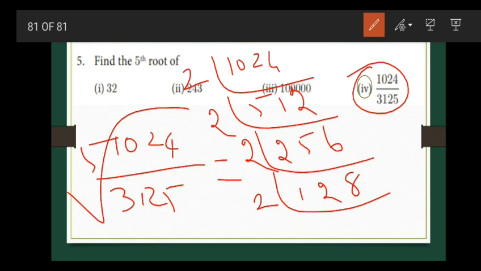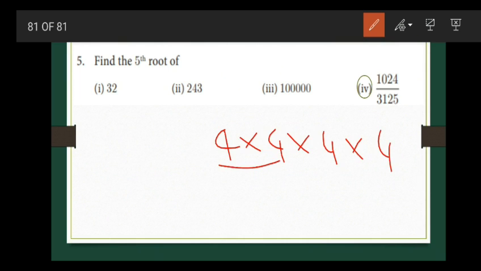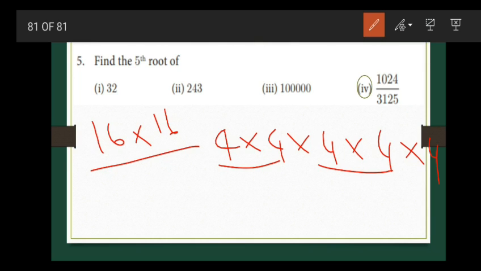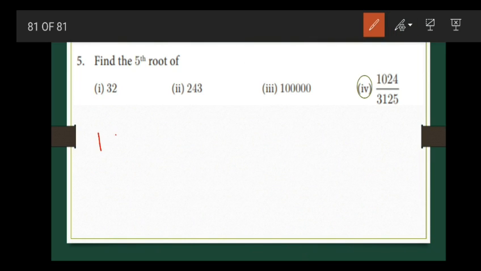So I think 4 power 5 is 1024. 4 into 4 into 4 into 4. 4 4s are 16. 16 16s are 256. 256 into 4 is 1024. So 4 power 5 is 1024, so 1024 is equal to 4 to the power 5.